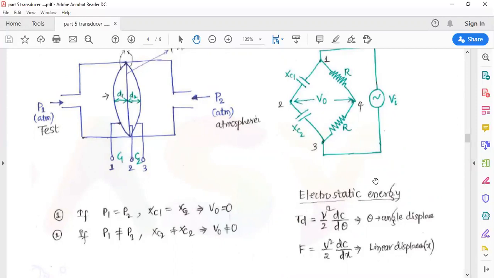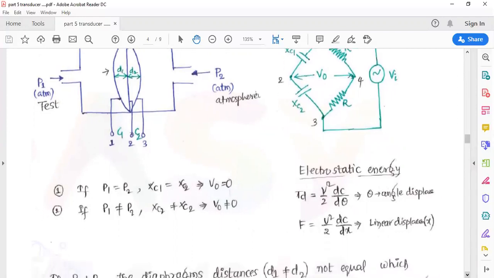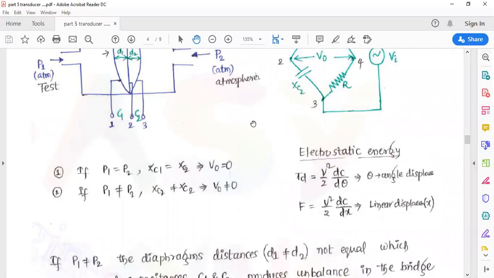Now, what is the energy stored in a capacitor? We know that it is half CV square. I hope you studied it in your 12th standard. So for electrostatic energy, if we have a given angular displacement, then the capacitance of a capacitive transducer changes in terms of angle. This displacement may be in angular form or linear form.